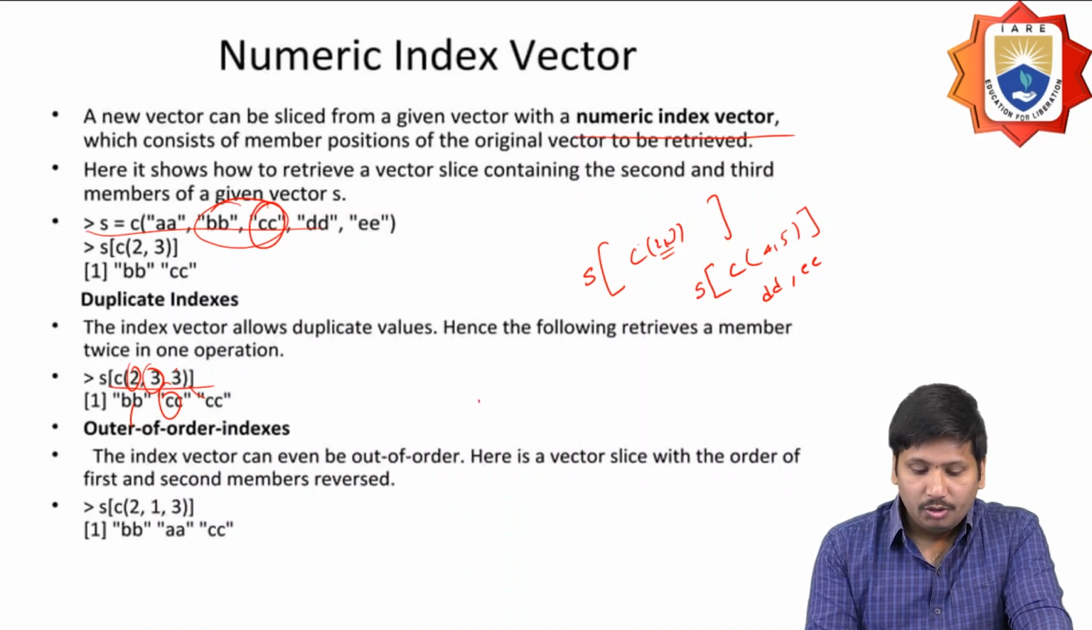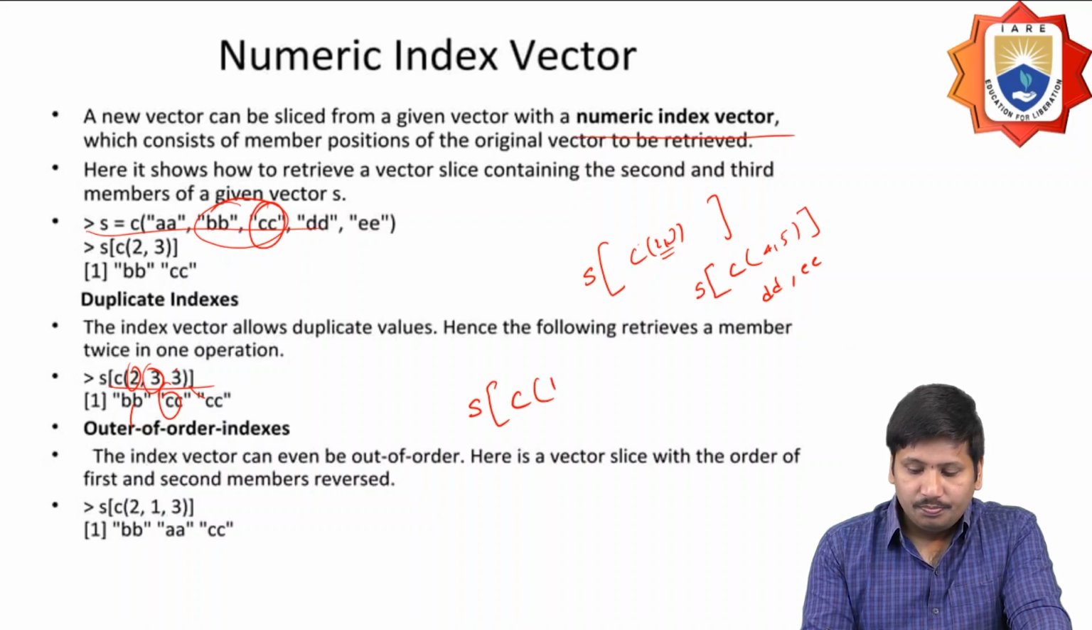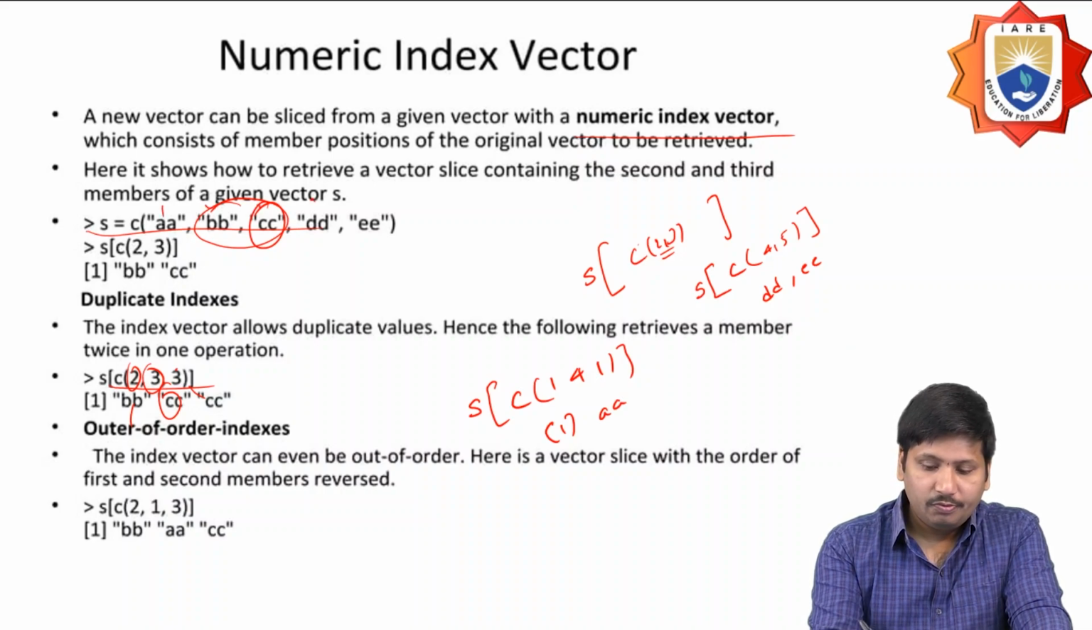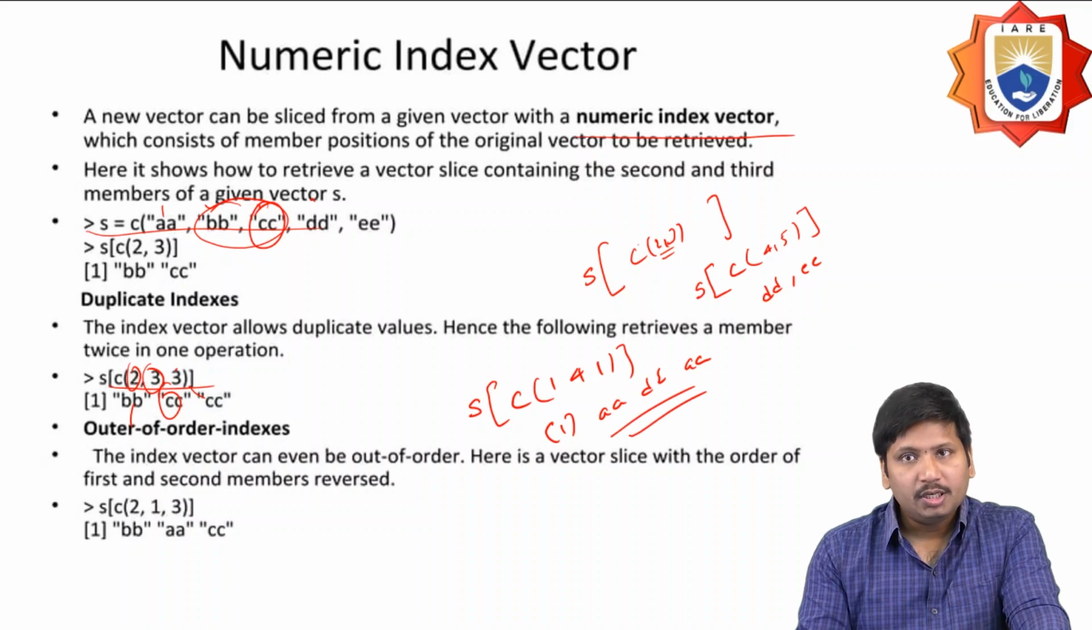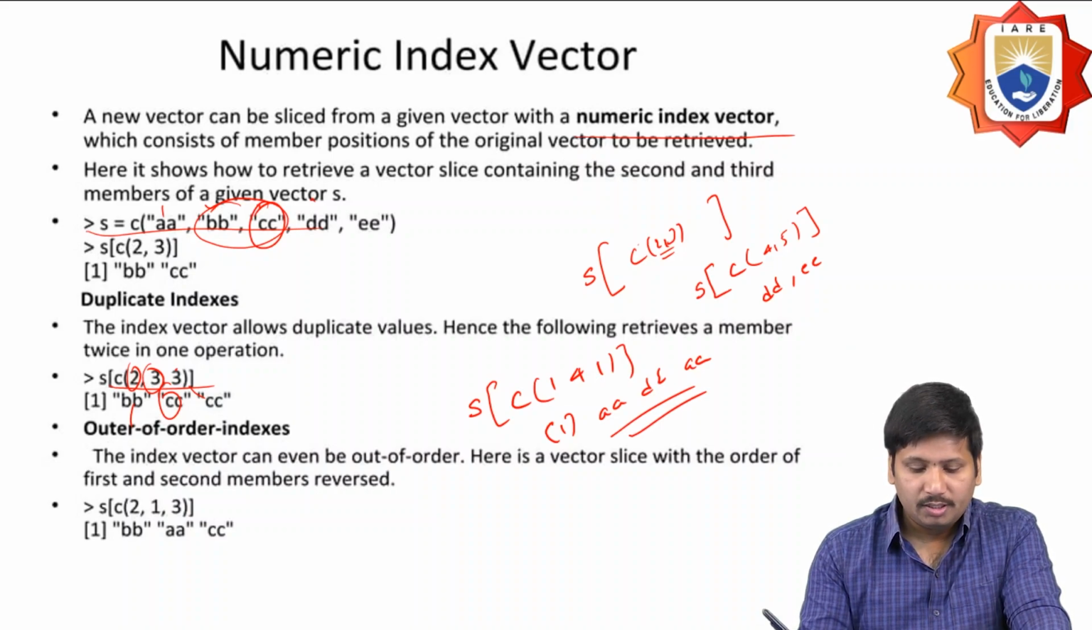Suppose I write s of c of 1, 4, 1. What should be the output? 1 is AA, 4 is 1, 2, 3, 4, DD. Again I'm repeating, duplicate indexing is coming, that is 1, so again that should be AA. Like this I can retrieve the duplicate indexing values by making use of this numeric index vector.